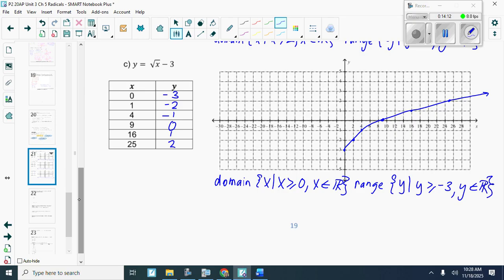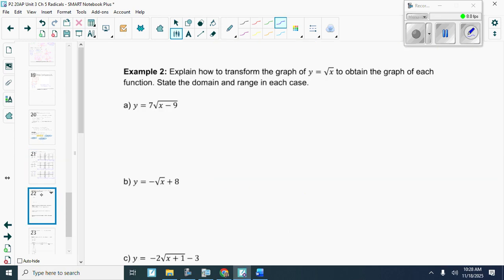So what I would like for you to do is start working on example 2: explain how to transform the graph of your original radical function, just the square root of x, to obtain the graph of each function. State the domain and range. You're just going through your 4 transformations and writing down the ones that are applicable. If you want to do a little sketch, awesome, because I find that helps with stating the domain and range. If you feel like you've got this, I'll let you work at your own pace, and then I'll summarize on the board.